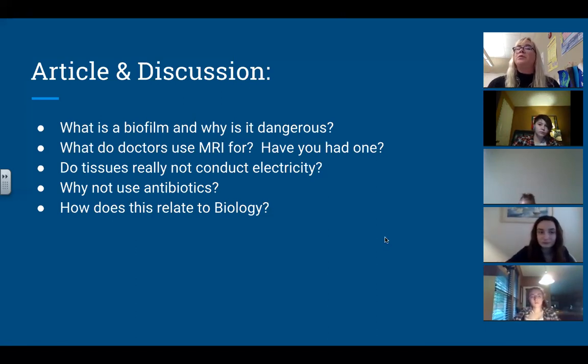Lane brings up a great point as well. Resistance to antibiotics. What does that mean? We're going to talk about that a little bit in this unit because we're talking about evolution. We're talking about things evolving. Well, guess what? We're not the only things evolving.